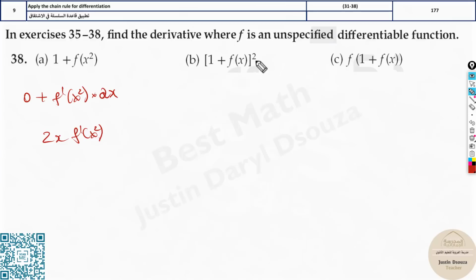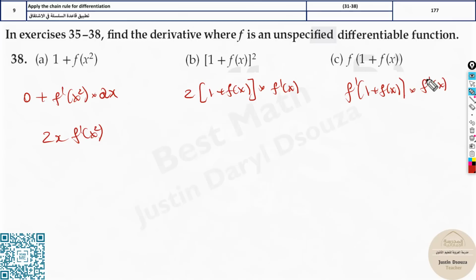What about this one? The square is outside, so it will be 2 times 1 plus f of x. Now I derive whatever is inside. 1 is 0, but this one over here will become f prime of x. That's it. Now here it is f prime of 1 plus f of x. Then again, derivation of inside, this will be 0, and we have f prime of x. So that's the answers. Chain rule is pretty simple. It's like peeling an onion. From outside you need to solve one and then go inside and then inside.